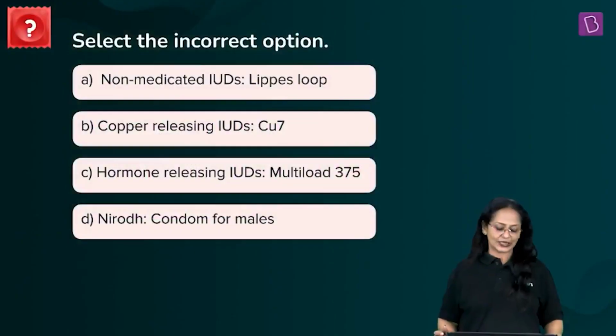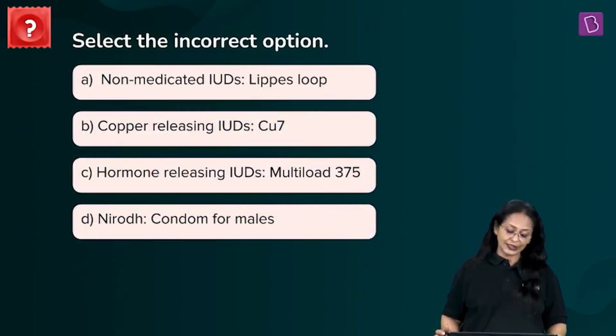Now let's look at this question. Select the incorrect option. A. Non-medicated IUDs, that is the Lippes loop. B. Copper-releasing IUDs, that is copper 7. C. Hormone-releasing IUDs, that is multi-load 375. Or is it D. Nirod, which is a condom for males?